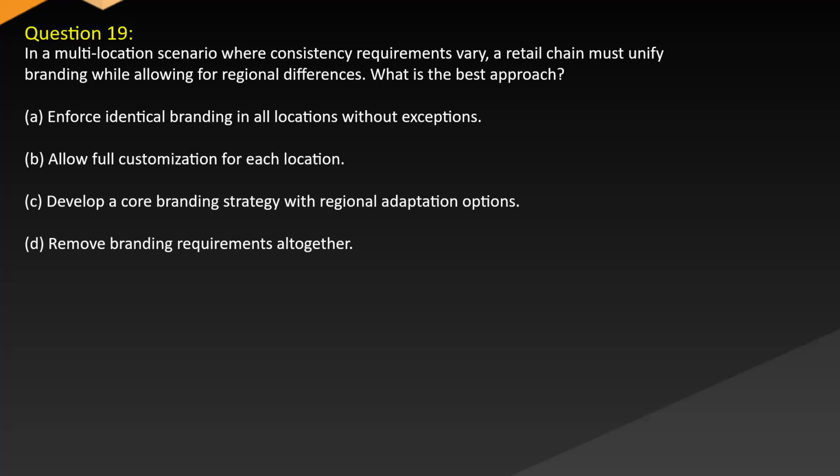Question 19. In a multi-location scenario where consistency requirements vary, a retail chain must unify branding while allowing for regional differences. What is the best approach? A. Enforce identical branding in all locations without exceptions. B. Allow full customization for each location. C. Develop a core branding strategy with regional adaptation options. D. Remove branding requirements altogether.